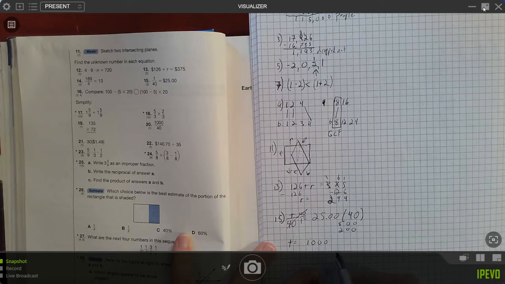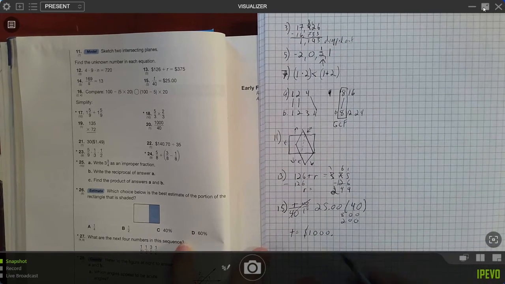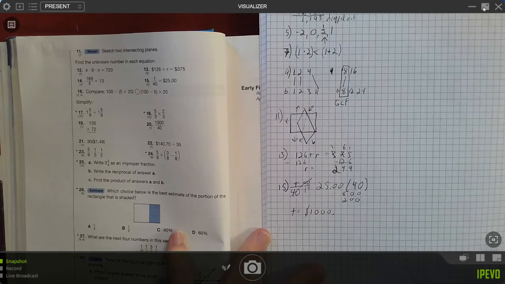Okay. And it says 25.00, but really it turns to $1,000. So pretty cool. All right. Yeah, we'll keep going here.